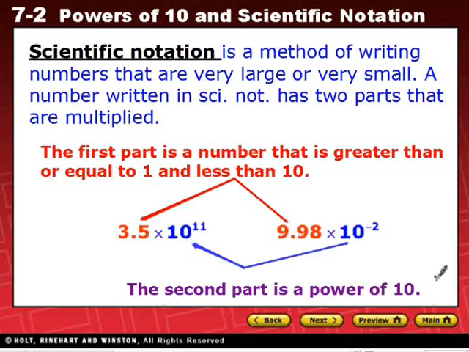It has the power of 10 part, that's easy. And then the first part has to be a number that's greater than or equal to 1 and less than 10. So if we thought about that as a compound inequality, it would look like this. X has to be greater than or equal to 1, but less than 10. Meaning it only gets 1 place to the left of the decimal. Okay? No multiple digits to the left of the decimal. Just a ones place, then the decimal, and you can have as many places after the decimal point as you want.